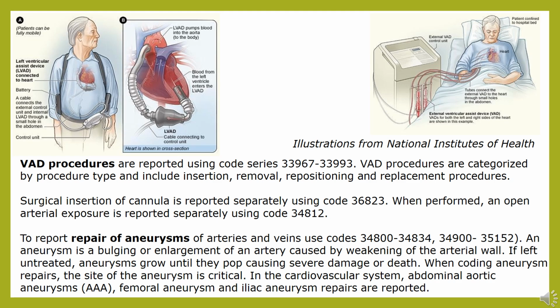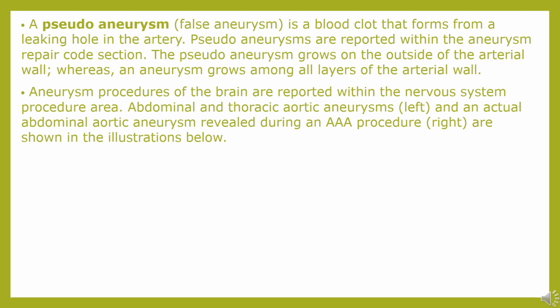In the cardiovascular system, abdominal aortic aneurysms, AAA, femoral aneurysm, and iliac aneurysm repairs are reported. A pseudoaneurysm, false aneurysm, is a blood clot that forms from a leaking hole in the artery. Pseudoaneurysms are reported within the aneurysm repair code section. The pseudoaneurysm grows on the outside of the arterial wall, whereas an aneurysm grows among all layers of the arterial wall. Aneurysm procedures of the brain are reported within the nervous system procedure area.